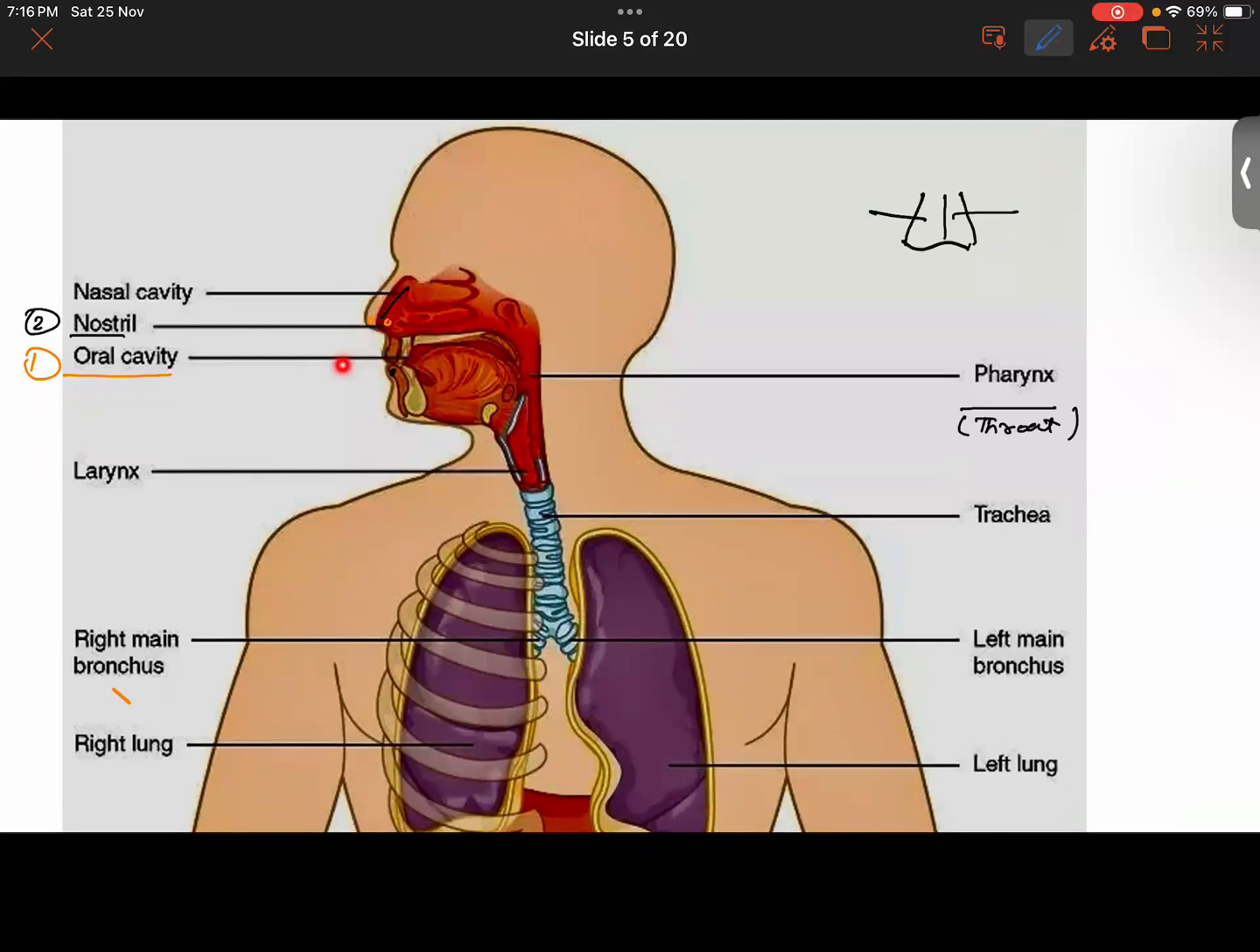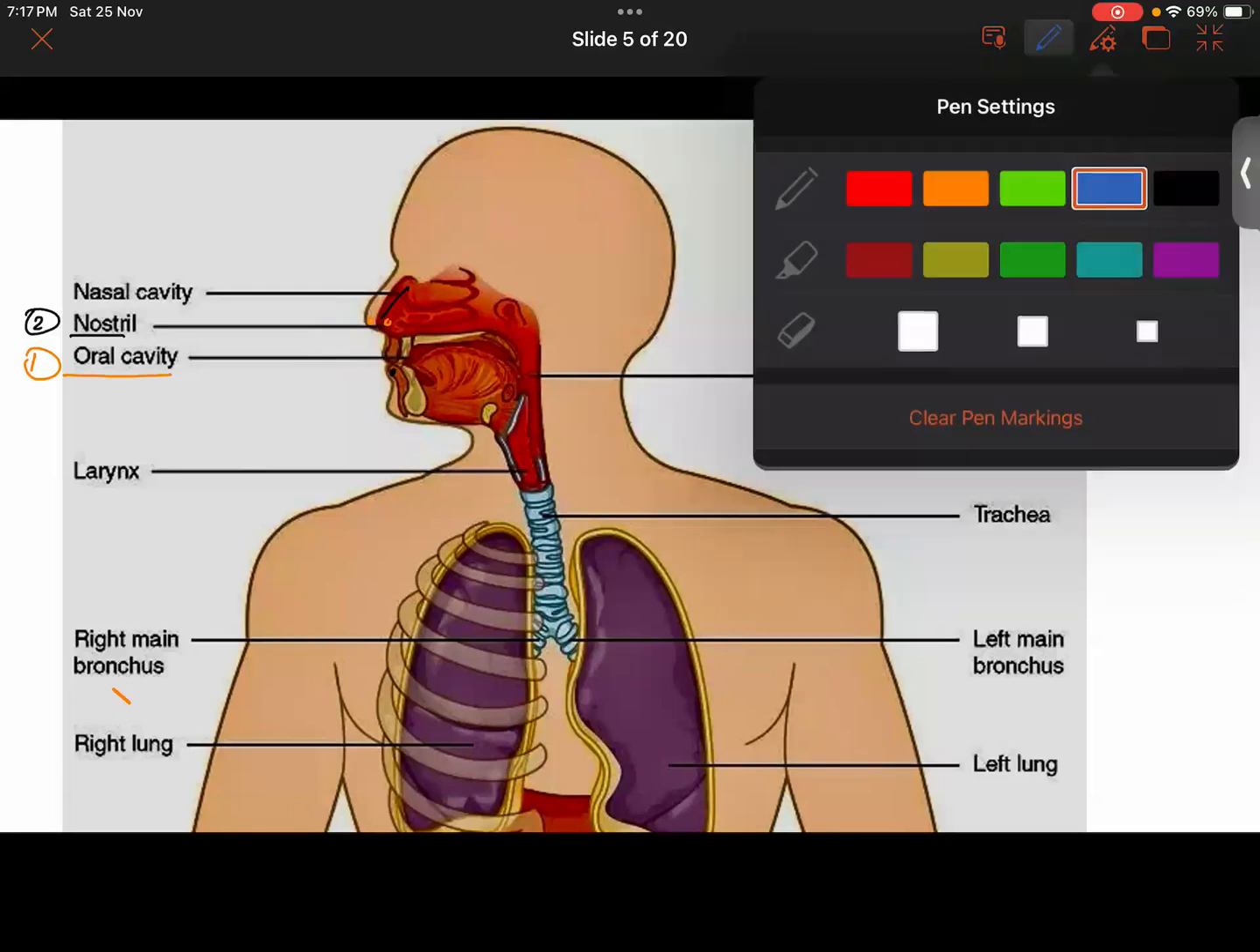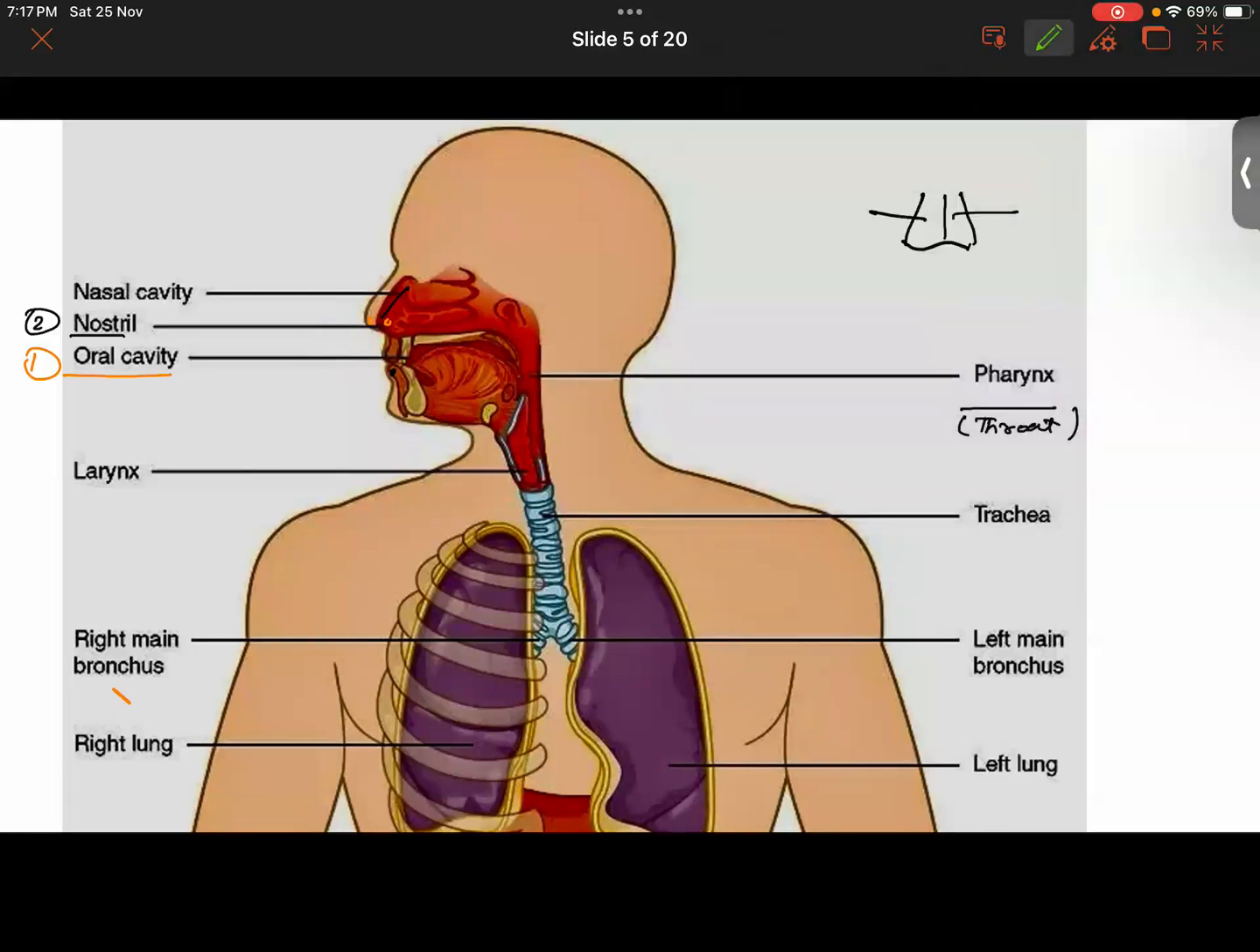Also, there is one more thing to consider. If your nose is blocked, if the nasal cavity is blocked, sometimes we suffer from cold and cough, like I'm suffering right now. Common cold. So thereby what happens? We breathe from our mouth also. See here, the mouth cavity and the nasal cavity, both of them are joined here, into the pharynx, right, the windpipe.